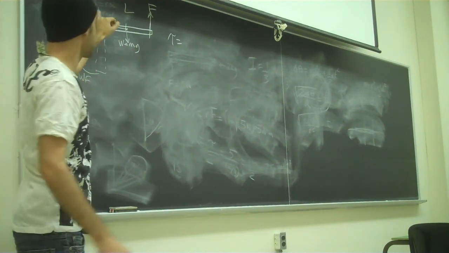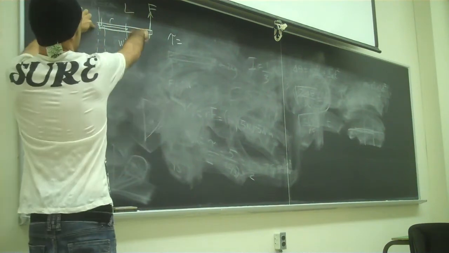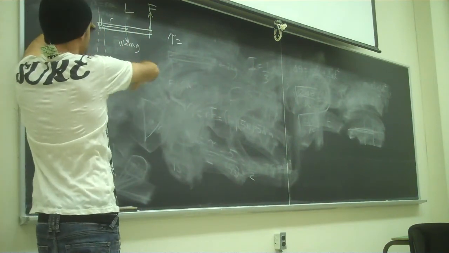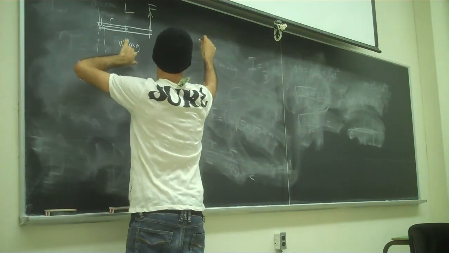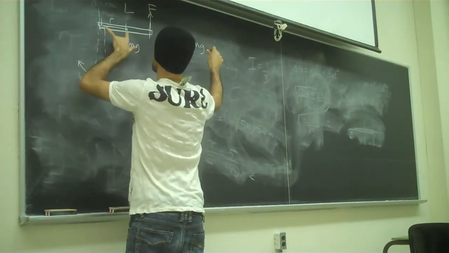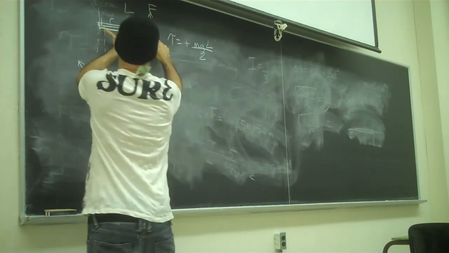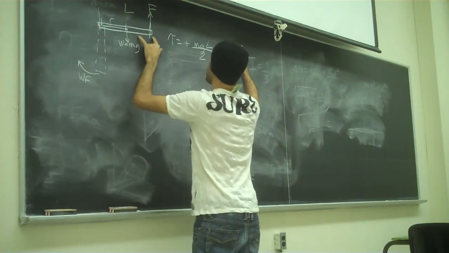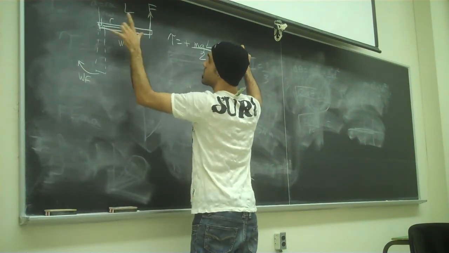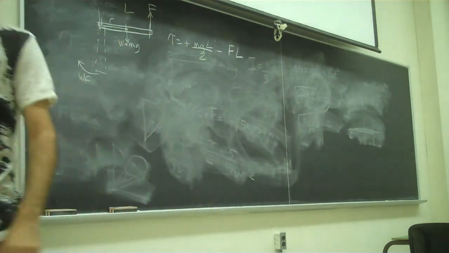Clockwise. So that would be positive. So if I have to write out my net clockwise, right? This will make it rotate like that. So if I have to write a net torque, I would write plus the force, which is mg, times the distance to the axis, which is L over 2. And then this one is rotating it counterclockwise, so that's negative. So minus the force times the distance from here to here, which is just L.